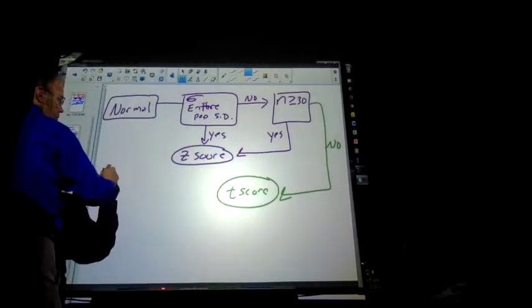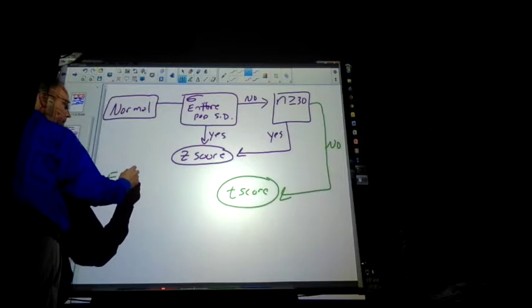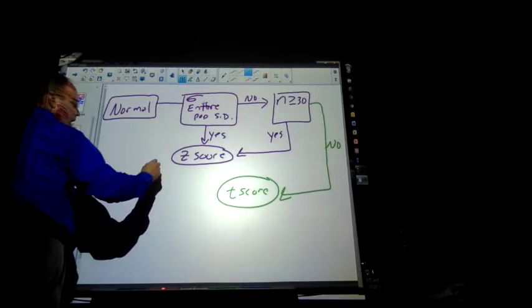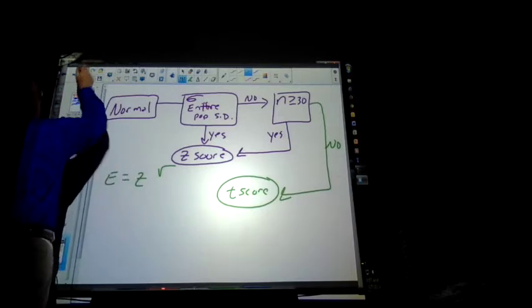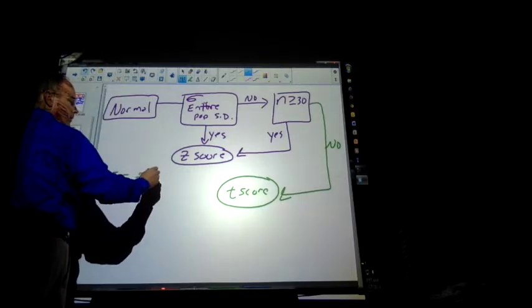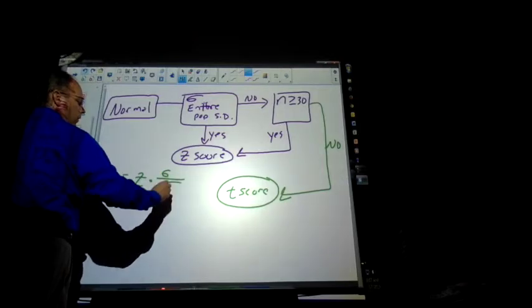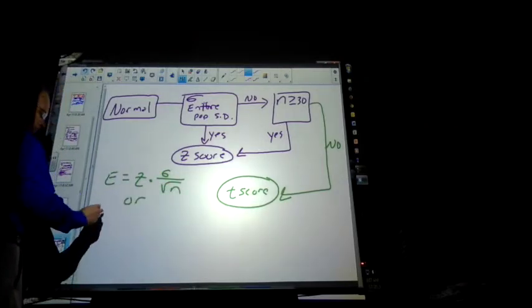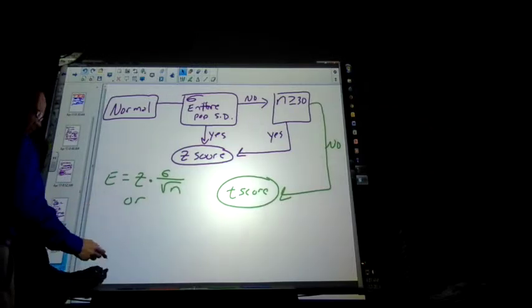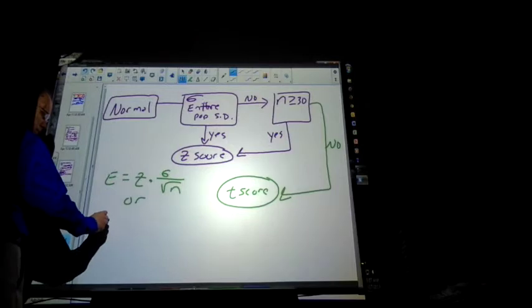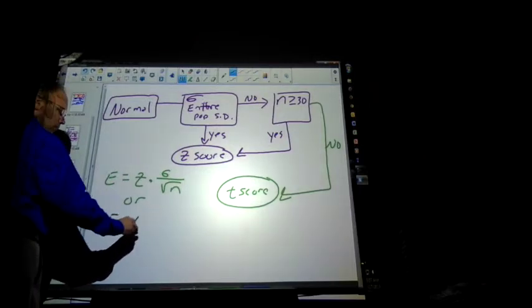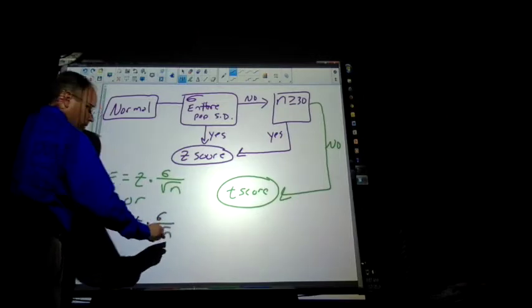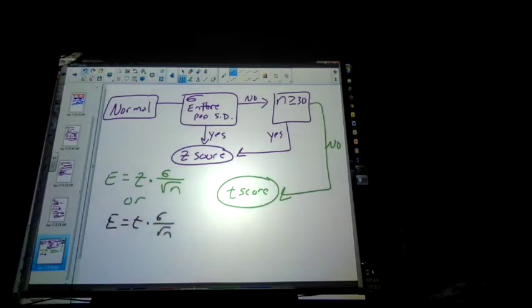And all of those relate to E equals z times the standard deviation over the square root of the sample. So those are going to be related to it. So guys and girls, that right there, though I didn't work through the examples, is 7.3.